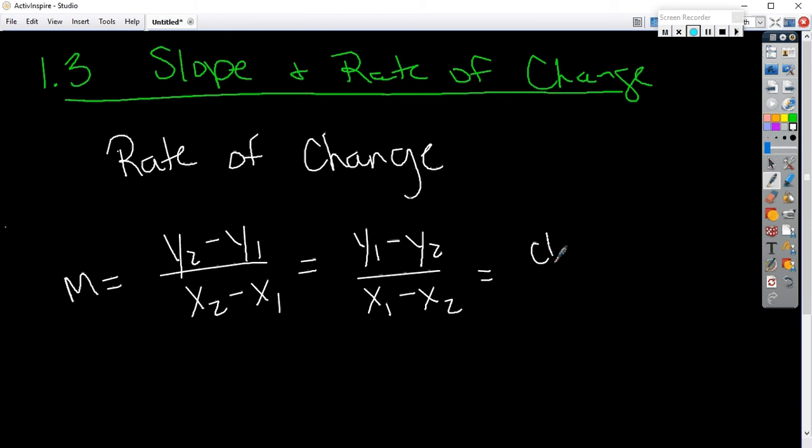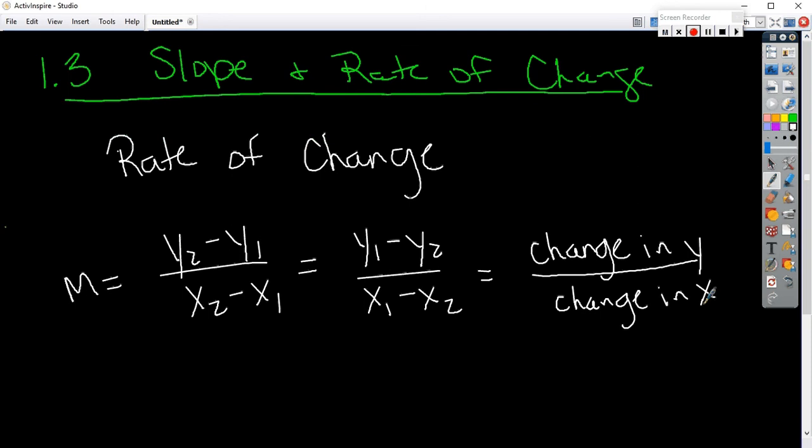that this is really the change in y, how it changes, divided by the change in x. Would you agree with that? Good, because that's right. That's why we call it rate of change.